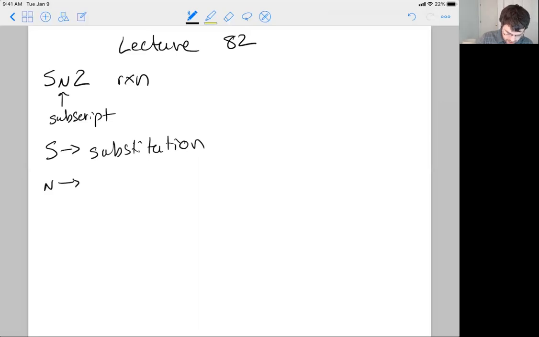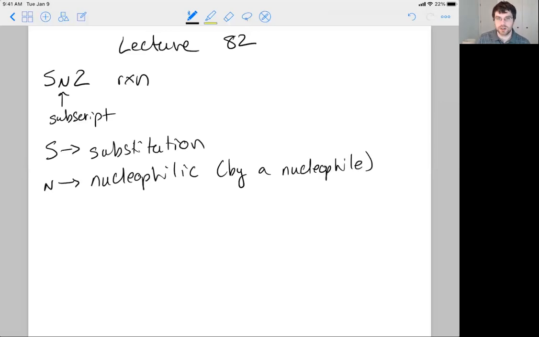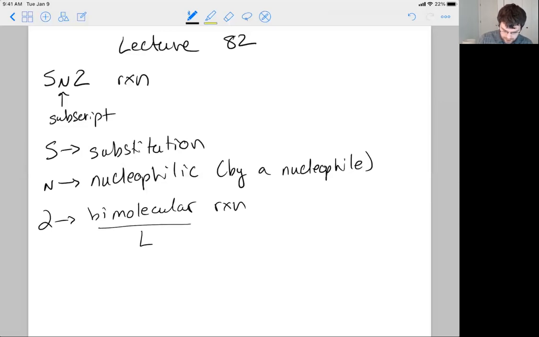The subscript N directly means nucleophilic, or by a nucleophile, and we'll talk about what that is in just a second. And then 2 means we have a bimolecular reaction. That is to say, when we say a bimolecular reaction, there are two reactants in the rate determining step of the reaction.